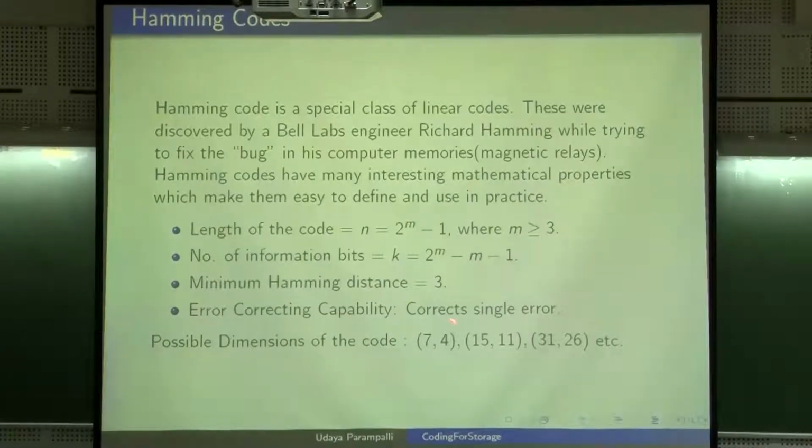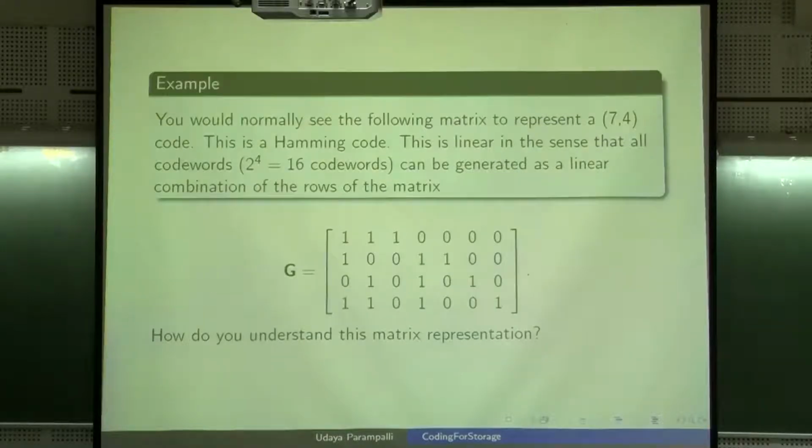I'll come back to that. What is the Hamming distance? It is the number of positions in which two code words differ, and it determines the error correcting capabilities. You would have heard about this. Basically, we want to understand what they are and so forth.